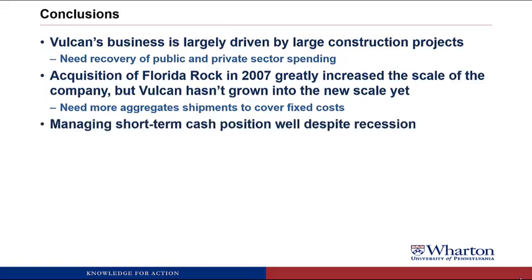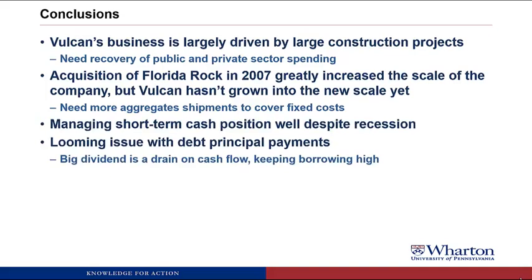Through all the problems with this recession, they're managing their short-term cash position very well. So the management team is doing a great job of managing their cash through these tough times. But as we saw, there's a looming issue ahead with debt principal payments. And having this big dividend on top of these $300 million a year principal payments that come up is going to be a challenge for managing their cash. And it's going to require them to probably keep their borrowing high and try to roll this debt over. But it's going to make the company very risky. So bottom line is, if we can just get the government to start building new highways, everything will take care of itself. If not, this is a company that's probably in trouble.